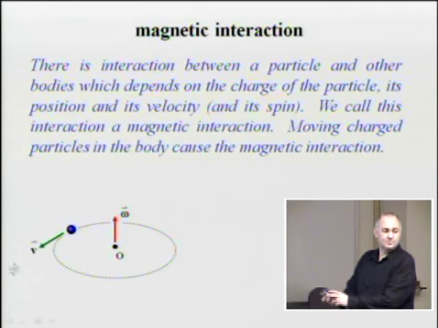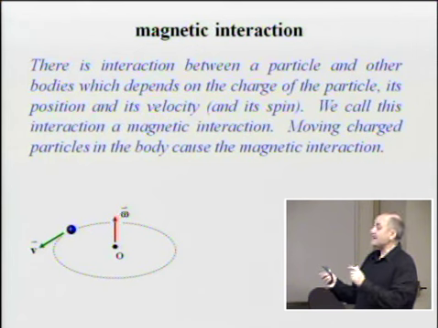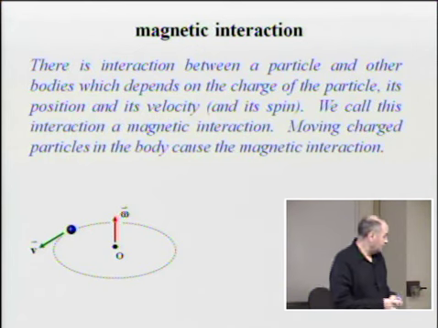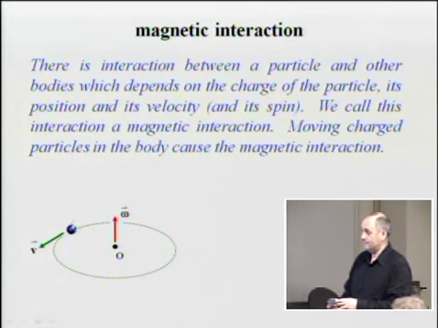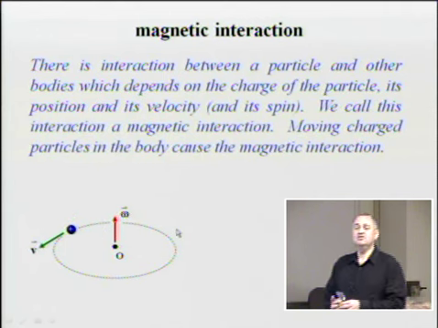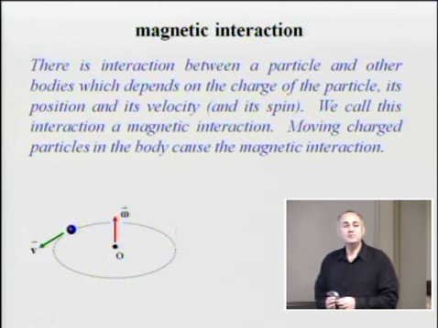If this particle moves in the circle, well, which way? Up. Magnetic force is up. Let's figure out why. Why is the magnetic force up if the particle turns in a circle? Who believes that it's up? Who believes that it's a different direction?